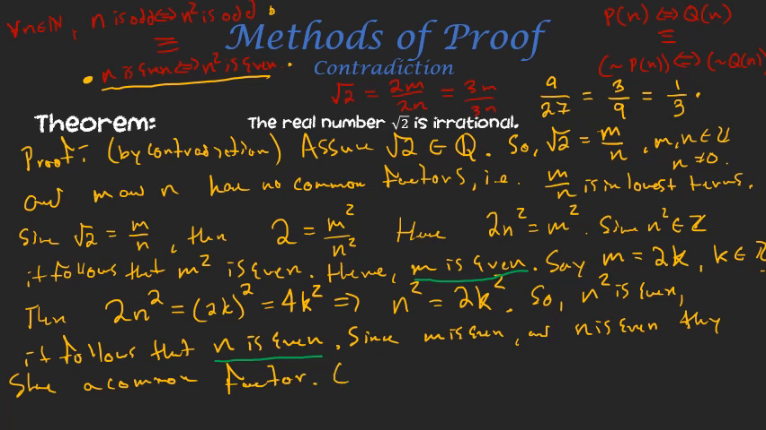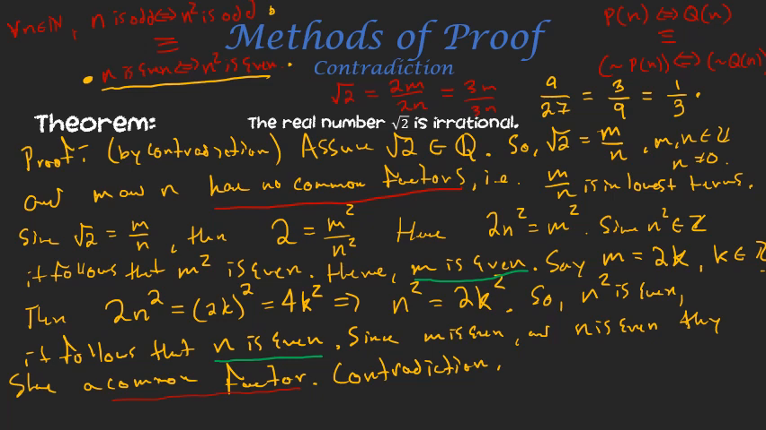That's a contradiction. We said before that they did not share any common factors, right? So they share a common factor, and up here we started this off by saying, hey, we can take any rational number and write it so that it doesn't have any common factors, and we did that. So m and n had no common factors, and then we showed that they did have a common factor. That's crazy. That's a contradiction.